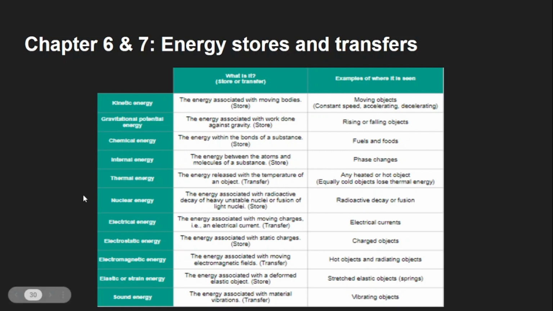So yeah, that's a quick and easy way. Either think of fuel or food or batteries. I suppose that's the quickest, easiest way. But you can also think of the nuclei of atoms and whether they are unstable and want to decay radioactively, or if they're light and there's a lot of energy to fuse them together.